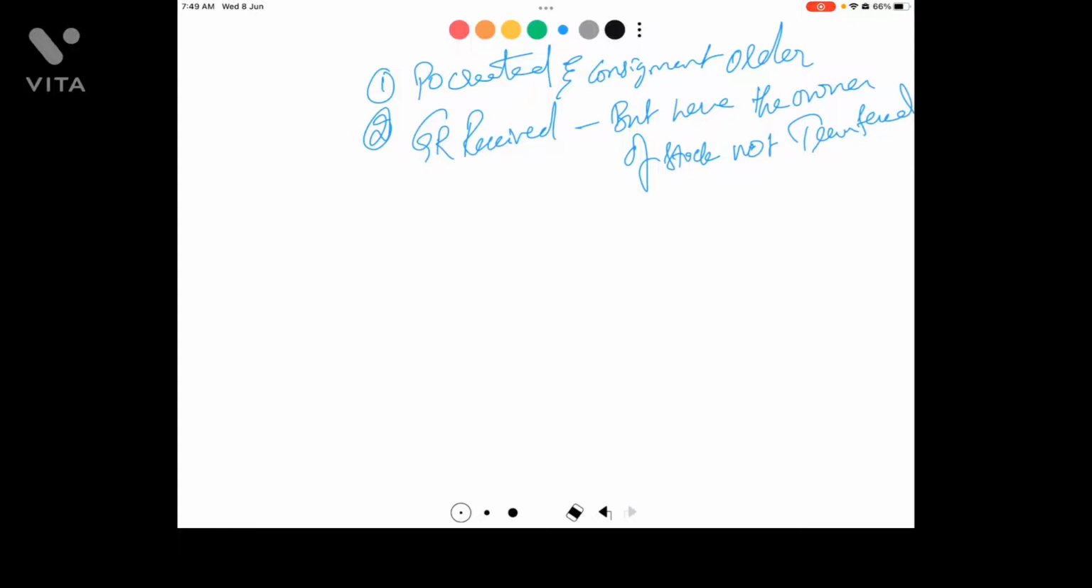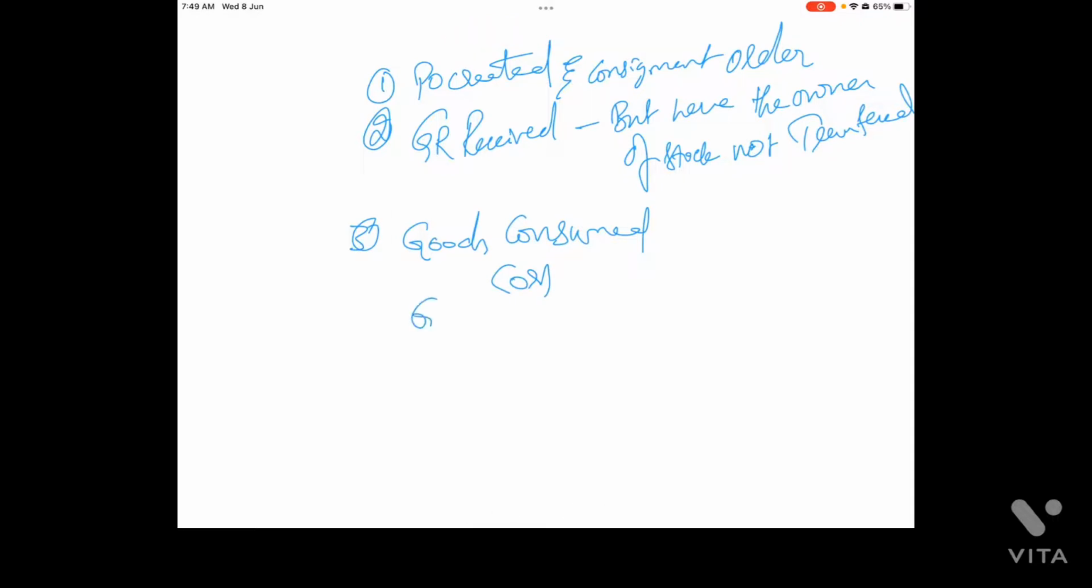The ownership of the stock changes when goods are consumed or goods are transferred to own stock.